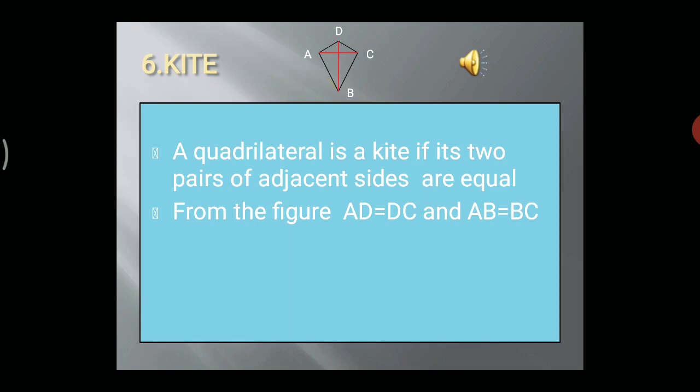Number 6 is kite. A quadrilateral is said to be a kite if its two pairs of adjacent sides are equal. That means if we have a quadrilateral ABCD, here AD is equal to DC and AB is equal to BC. So we have two pairs of adjacent sides that are equal. So we can say this quadrilateral is a kite.